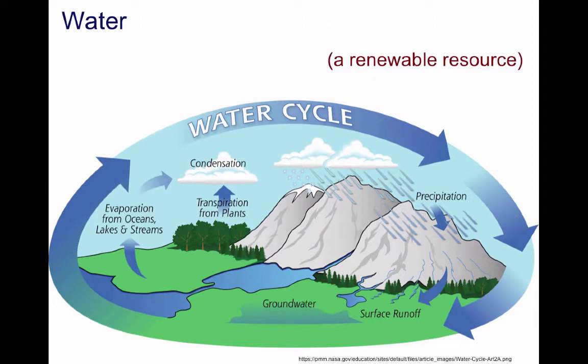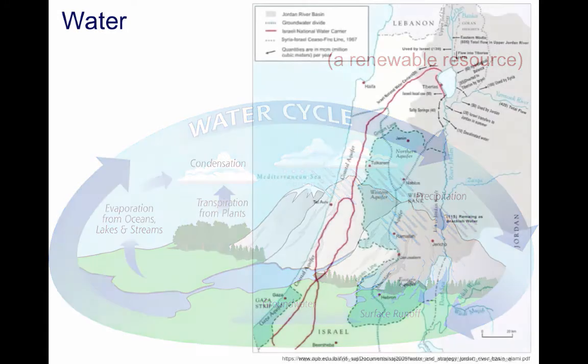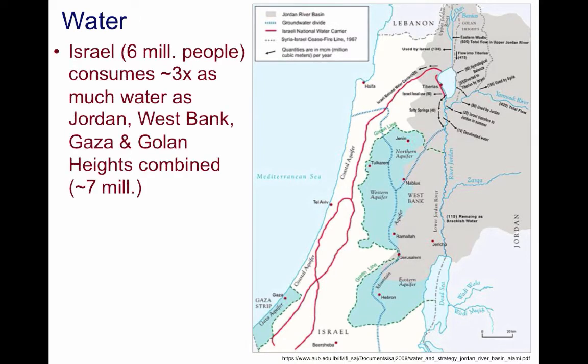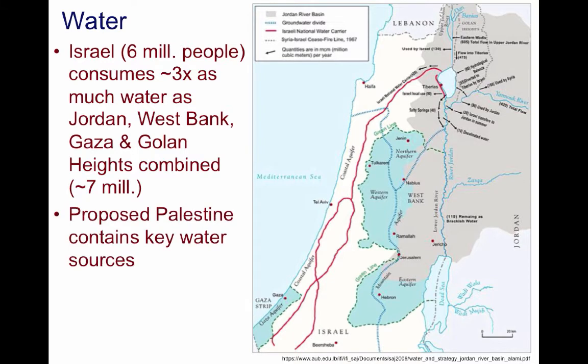Let's take a look at water, a renewable resource, meaning that given enough time, it will replace itself through natural causes. In many areas of the world, people have congregated in places where water supplies are insufficient. For example, Israel is a country with around 6 million people, but they consume 3 times as much water as Jordan, the West Bank, Gaza, and the Palestinians combined, a population of around 7 million. And the proposed Palestine contains key fresh water sources for Israel. So this is a classic allocational boundary dispute.